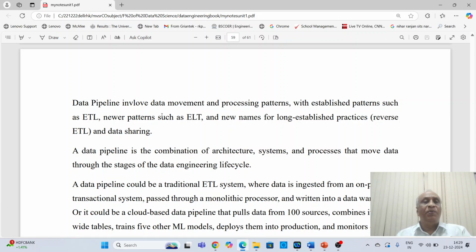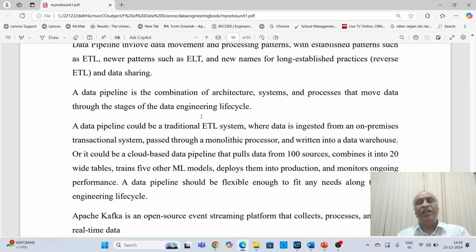What data pipelines deal with is data movement, processing, patterns of ETL, ELT, data sharing, etc. So basically a data pipeline is a combination of architecture, systems and processes. Your data pipeline can be a traditional on-premise transactional system using a monolithic processor and written onto a data warehouse. Or a data pipeline can be cloud-based, pulling data from 100 sources, combining them into 20 wide tables, training 5 other ML models, deploying them into production, and monitoring ongoing performance.